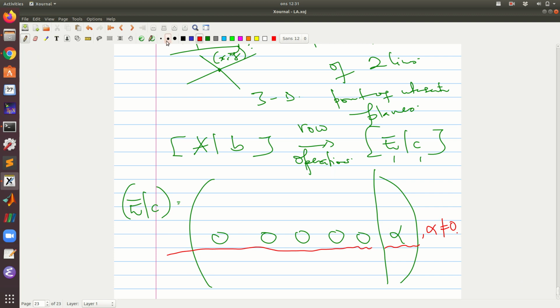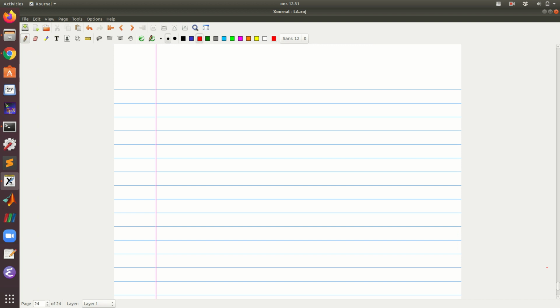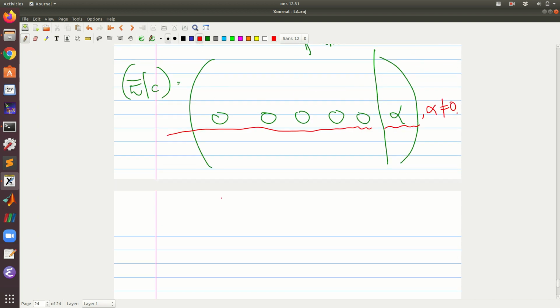Why is it inconsistent? Because we have the left hand side and the right hand side. The right hand side is alpha, which is not 0, and the left hand side is 0 because the coefficients are all 0. So 0 times xn is 0. We have 0 on the left and on the right something which is not 0, so we have inconsistency here. That is not going to work.